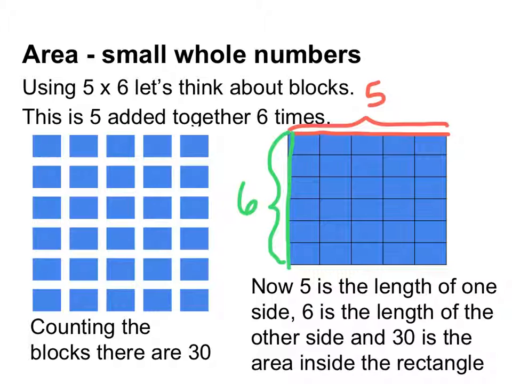So the 30 is now inside of that rectangle. Counting the squares, 1, 2, 3, up through 30. So we're going to exploit this idea, right? That the length of one side times the length of the other side gives you the area of the rectangle, which is, again, something you're probably comfortable with, finding the area of a rectangle. So multiplication is the area of the rectangle that those two numbers create.